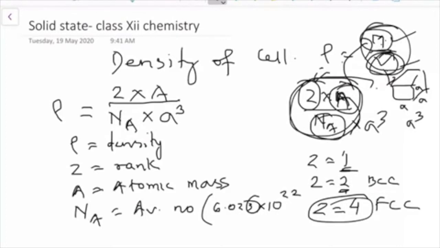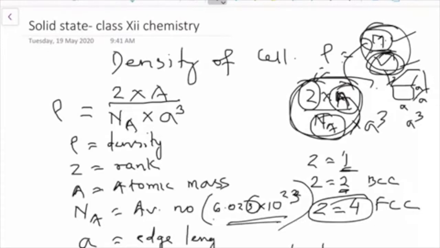It may sometimes be 6.022 into 10 to the power 23, and sometimes it is written as 6 into 10 to the power 23 only. So it depends on whatever is given in the question, that is what you will take. If it is not given, then you can take it as 6.022 into 10 to the power 23. Then finally a cube, where a stands for the edge length.